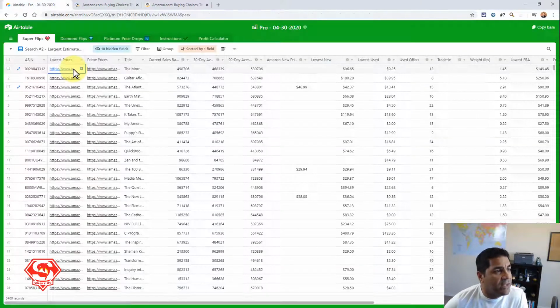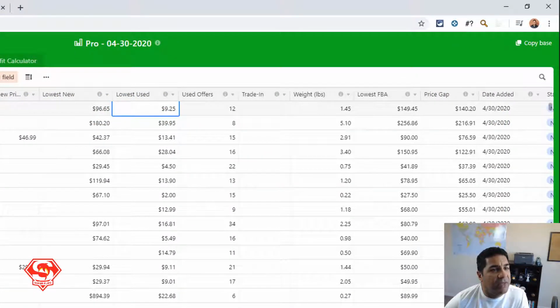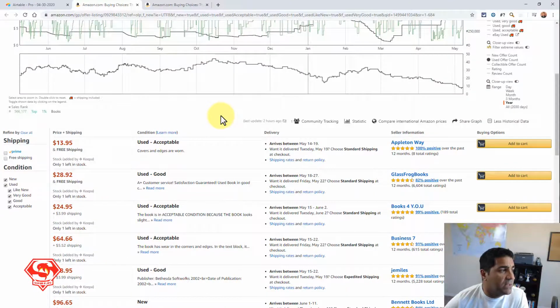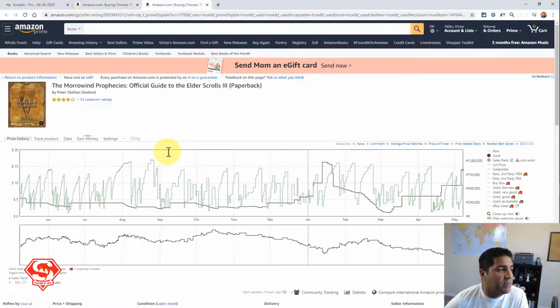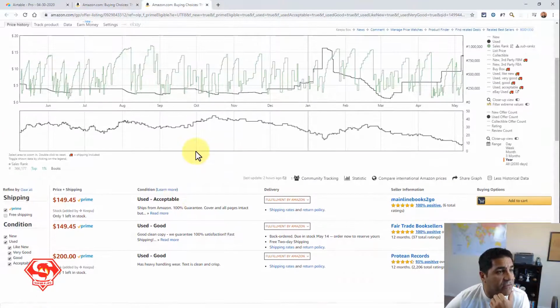So let's check it out. When we posted this, we could buy this book for $9.25, the lowest used, and we could sell it for $149.45, the lowest FBA. Let's see if that's still true. It is not true. All right, a little bit more expensive, $13.95, acceptable, and the lowest FBA is $149. Wow. All right, so this is a gigantic price gap. So that quickly you're going to do real well.